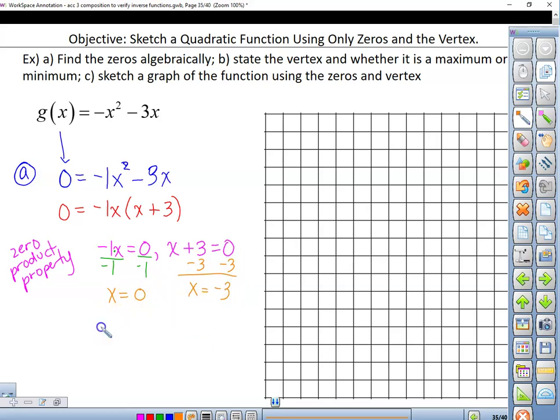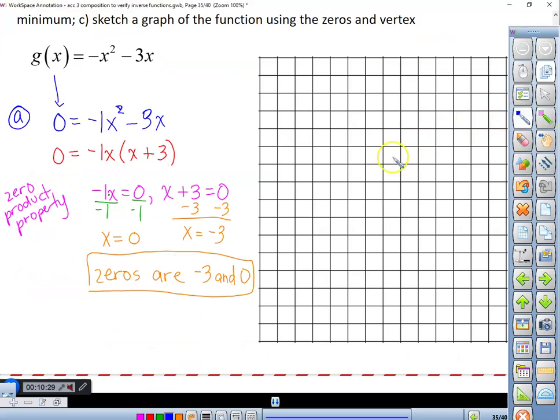So those are our zeros. Our zeros are at negative 3 and 0, which would be the origin point when we graph it. All right. So now, second part, we're going to figure out the coordinates of our vertex.